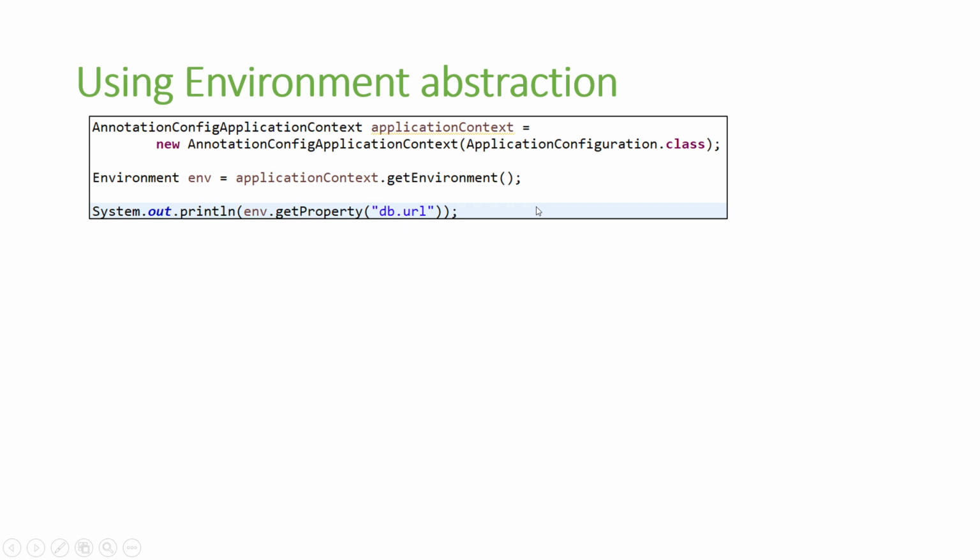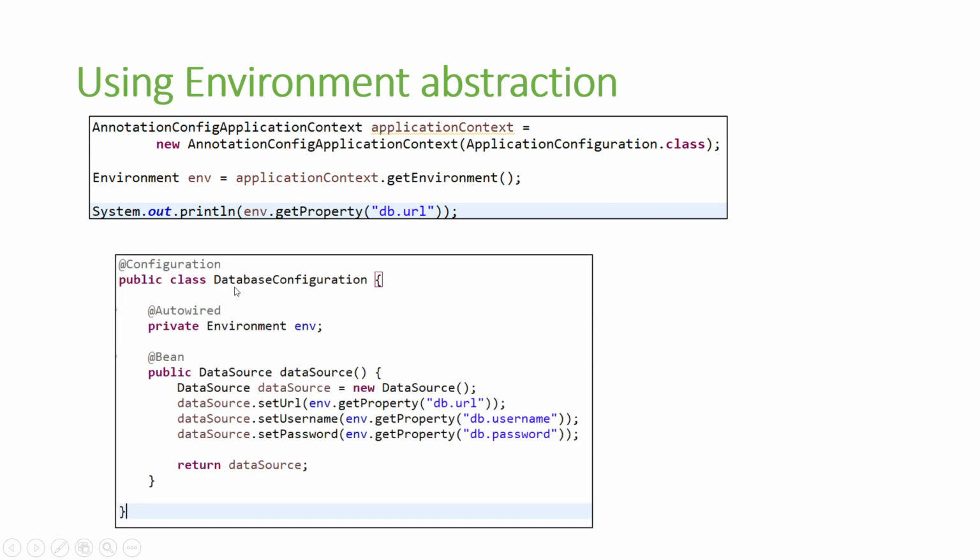So the value will be something, right? I can get the value by calling this getProperty method and passing the key as an argument. So once we have the environment object, we can get any property which is loaded into the application. Okay, and this is one way. If you have the application context, you can get the environment.